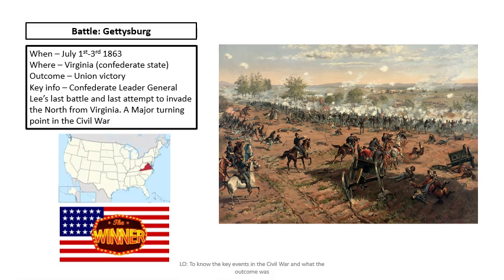So key info, that Confederate leader again, General Lee, it was his last battle and his last attempt to try and invade the North from Virginia. And it was a really, really major turning point in the Civil War. Okay, the Union won, so it was a really important battle. So the Northern states won.